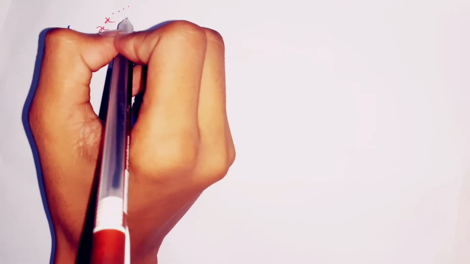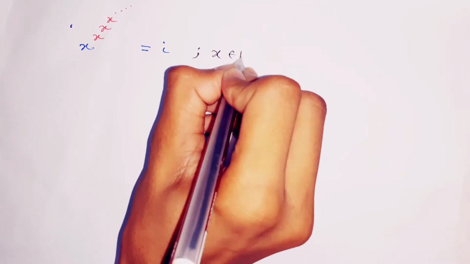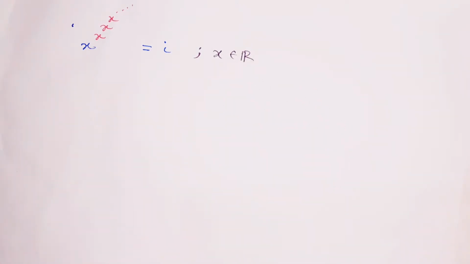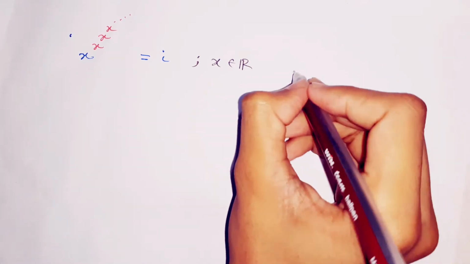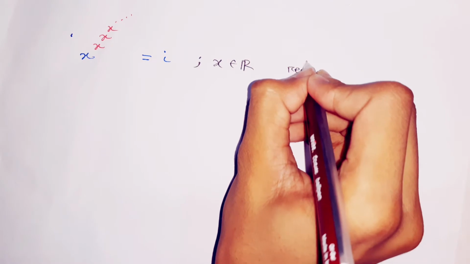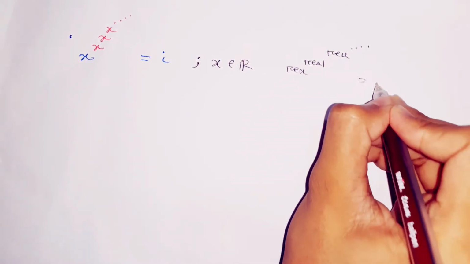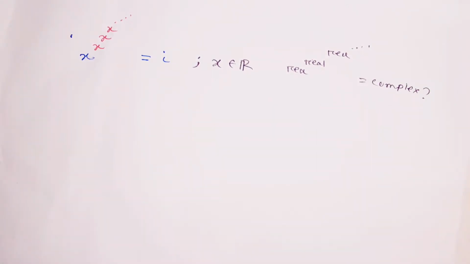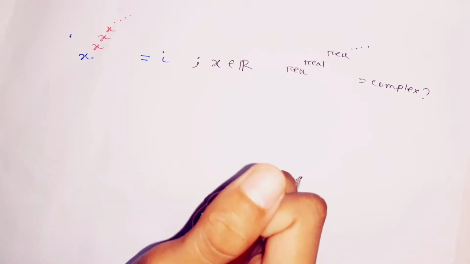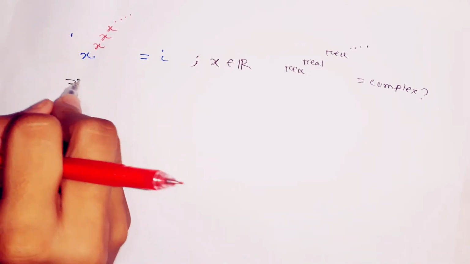So in this video we will solve this power tower equation: x to the x to the x to the x, infinitely many x like this, equal to i, where this x is a real number. Can we solve this kind of equation, real to the real to the real equal to complex? Of course we can, otherwise how could I make this video, right? So let's see how we can kill this equation.